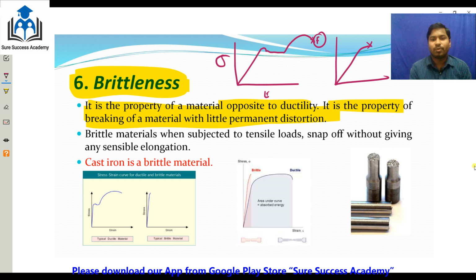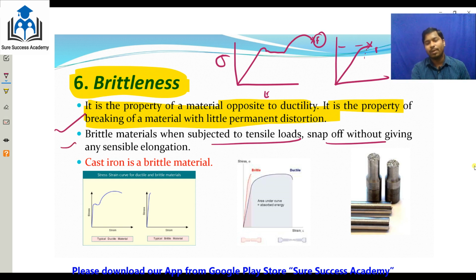So without permanent deformation, no permanent deformation. With little, we can tell there is a little deformation of the material. Before it fractures, there is very little deformation. The property of breaking of the metal with little permanent deformation is called brittleness. A material subjected to tensile loads snaps without giving a sensible elongation.